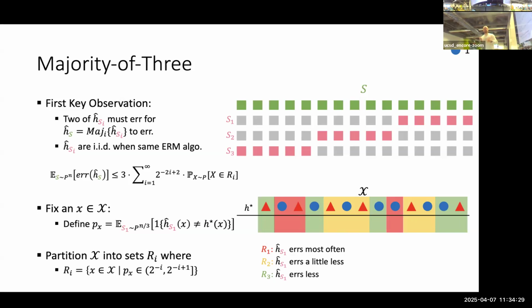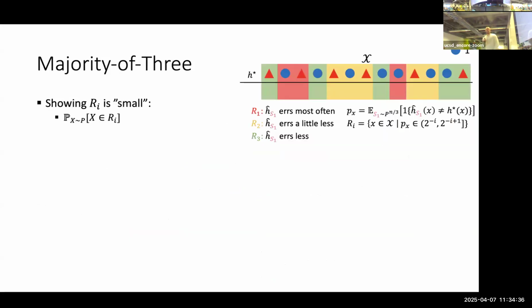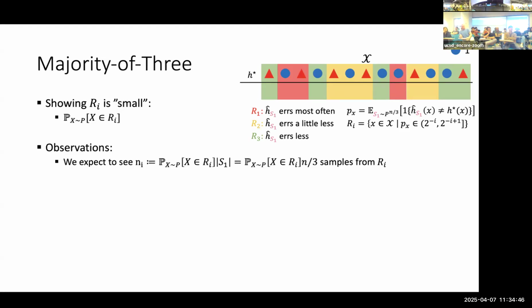Okay. So all that remains now is really to bound this probability of seeing a data point where you often make a mistake. So now we want to show that these regions are small, particularly if you err a lot in the region. That's the main idea. So how many data points do we expect to see from this region Ri? By linearity of expectation, we expect to see the probability of a data point landing in this region times the size of the data set, so this probability times n over 3 samples from it.